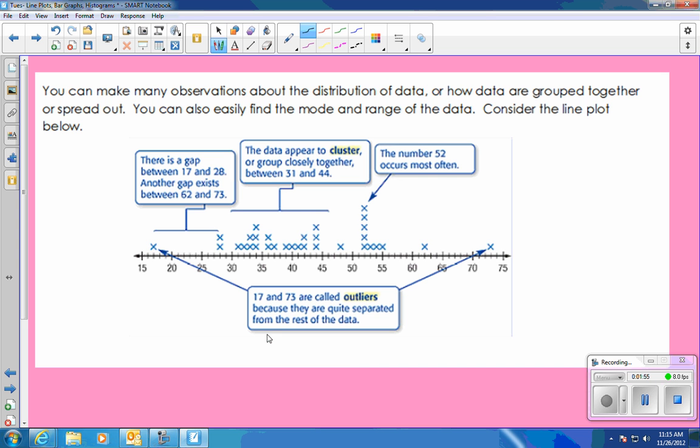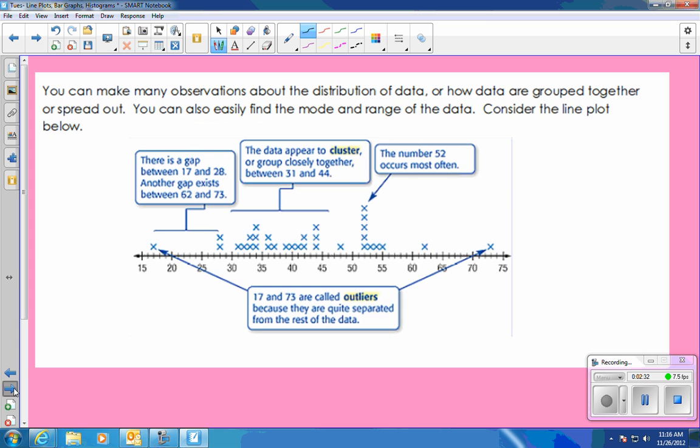So there's some other information that you can figure out from these. You can look at clusters. So the majority of your data in this particular line plot appears to be right here. Again, it's very easy to tell your range. And then in this particular circumstance, notice how your lowest value, your lowest extreme, is very far away from your next set. So there's a pretty big gap there. And there's a pretty big gap here. So when there's one that's just randomly over here, we call those outliers. It's because they're quite separated from the rest of the data.